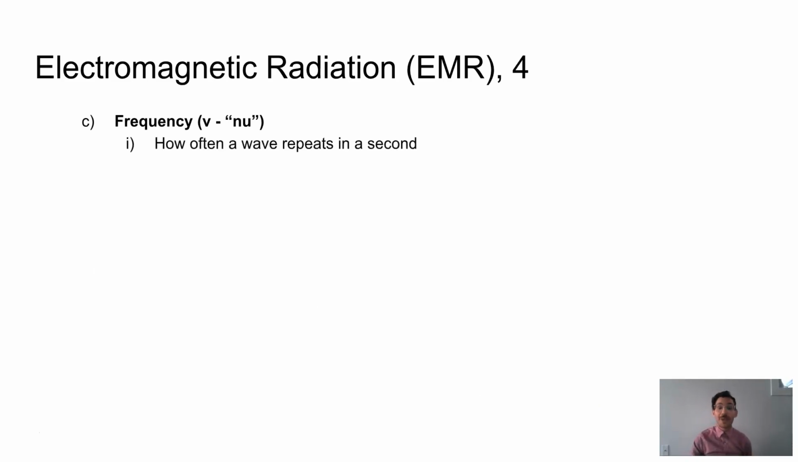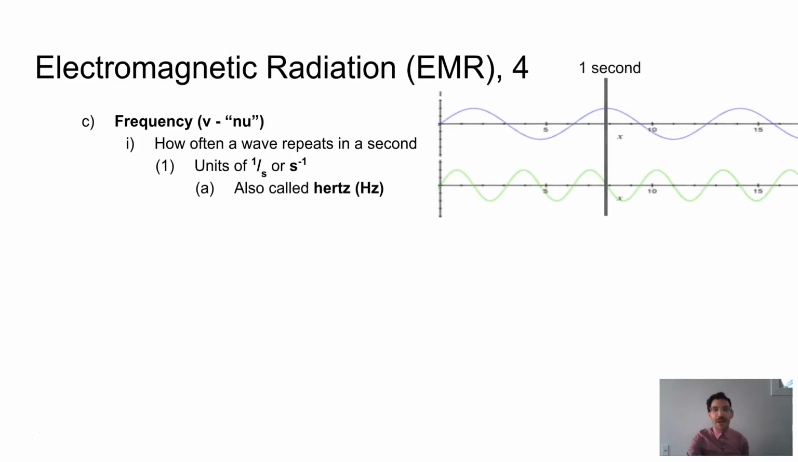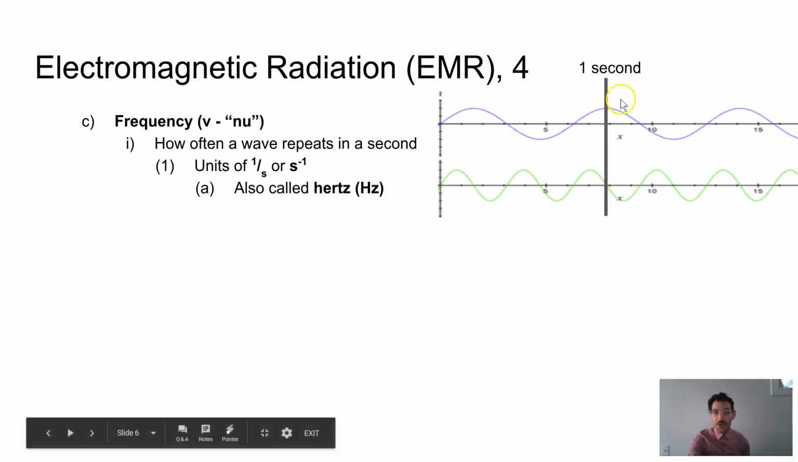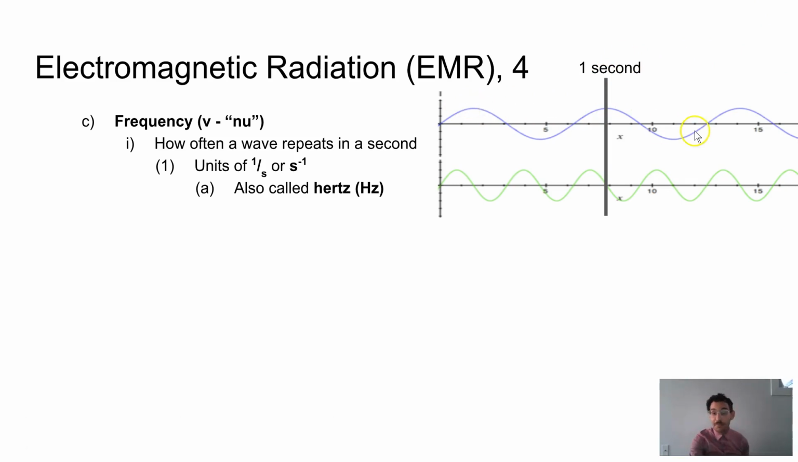Frequency is how often a wave repeats in 1 second. And it's measured in units per second, or inverse seconds, which we also call hertz, Hz. Little bit weird, but if we imagine that this mark measures 1 second, this thing would repeat and have a frequency of 1 per second. There's 1 wave per second.